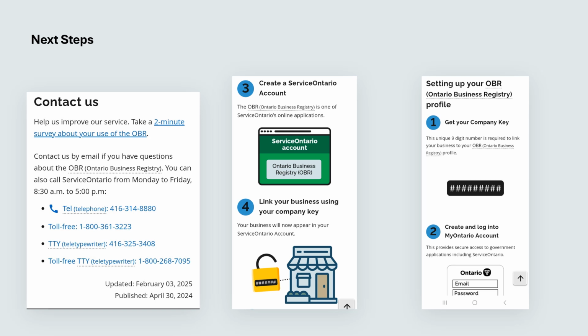If you're in the Toronto area, you can give them a call at 416-314-8880 and ask them how you can go about getting a company key. They will send it to you by mail because it's confidential. If you're outside of Toronto, you can always call their toll-free number at 1-800-361-3223. All right, so what's next?